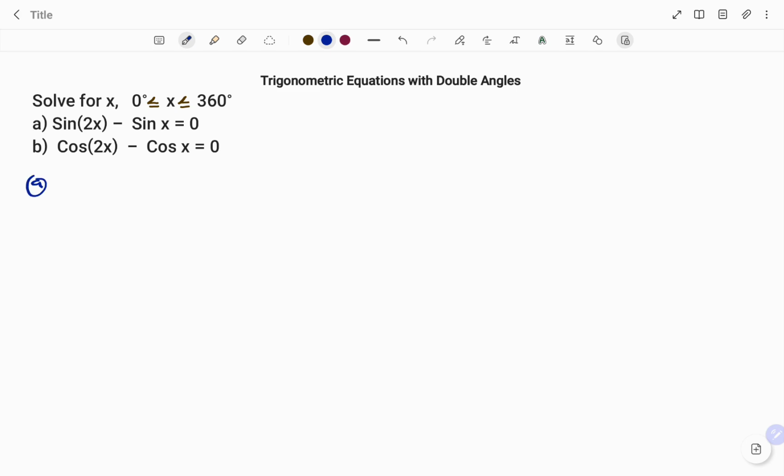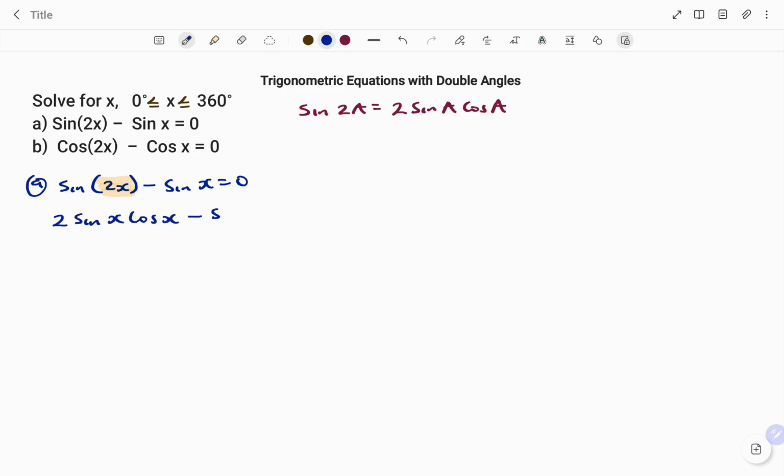Starting with the first equation, we have sine 2x minus sine x equals 0. We can see the double angle identity. We have sine 2x, and the identity states that sine 2a equals 2 sine a cos a. In this case, our a is x. So if I rewrite my equation, I have 2 sine x cos x minus sine x equals 0.